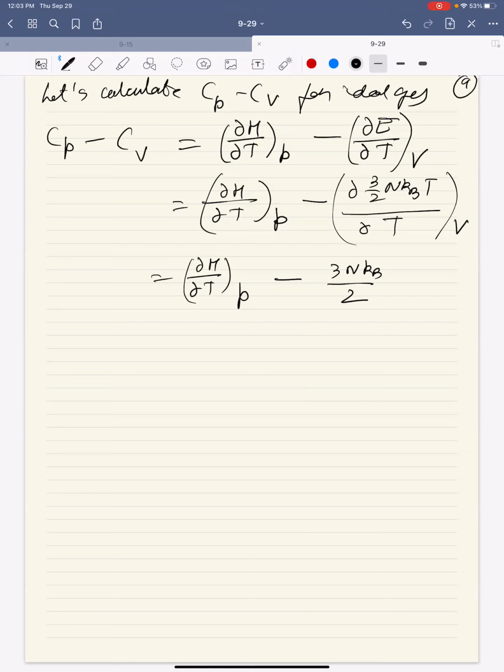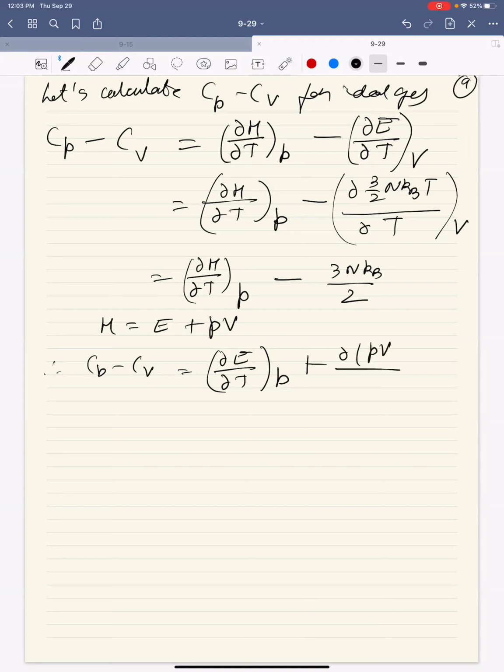Now we still have something left, and we have to think about H. What is H? H is equal to E plus PV, right? Therefore, Cp minus Cv is equal to partial E by partial T at constant P plus partial PV by partial T at constant P minus 3n kb by 2.